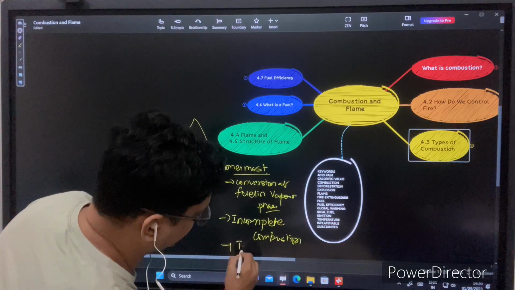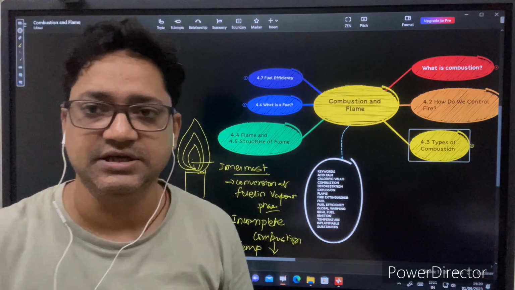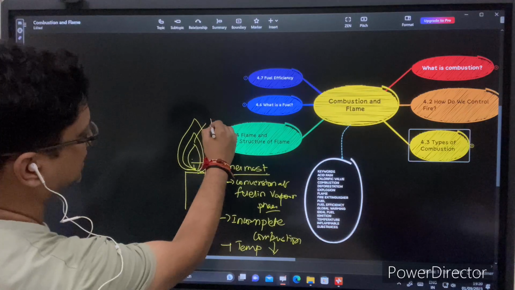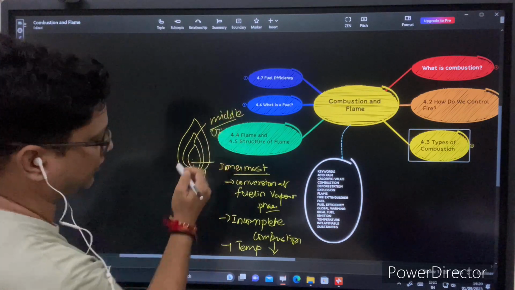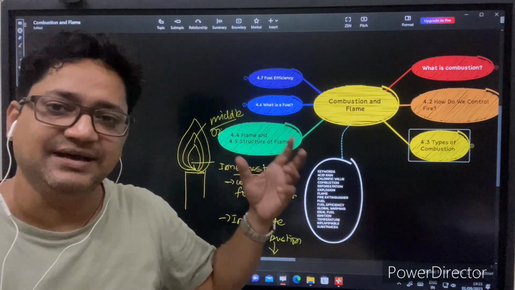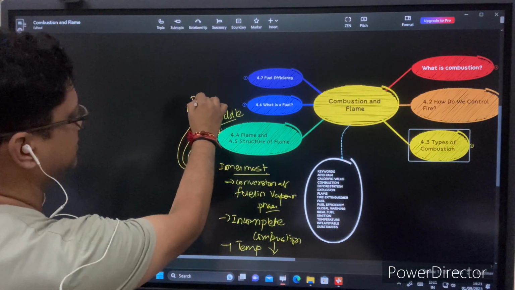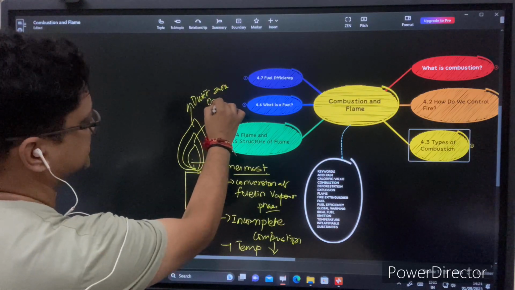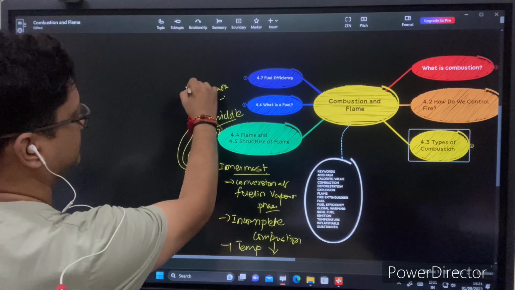Will the temperature be high or low? The temperature will certainly be low because there is incomplete combustion. As we move towards the middle zone, it is basically responsible for the gain of oxygen, so the temperature is a bit higher in the middle zone. In the outermost zone, the maximum amount of oxygen is there. So that is why it will be the hottest zone.